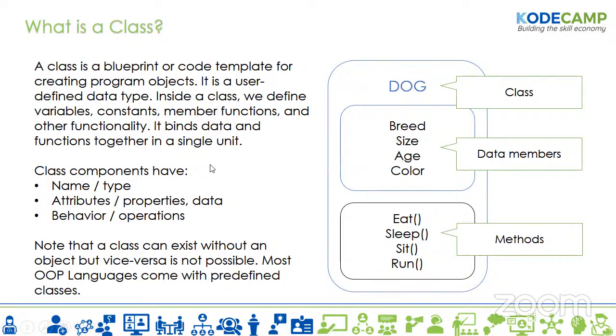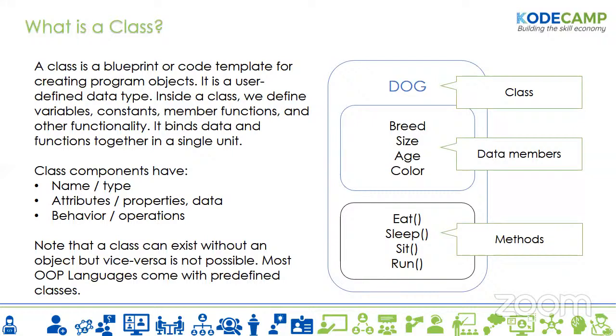So a class is a blueprint or code template for creating program objects. It is a user-defined data type. So the user is the one who defines the data type. Now inside the class, we define variables, constants, member functions and other functionalities.